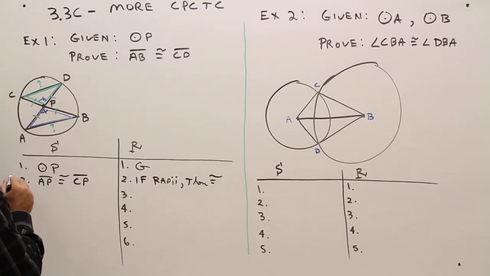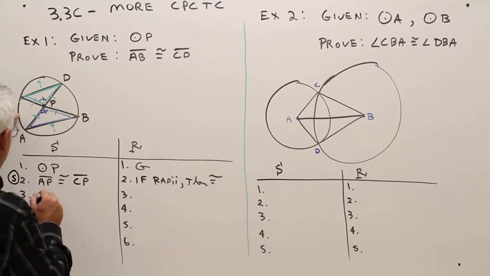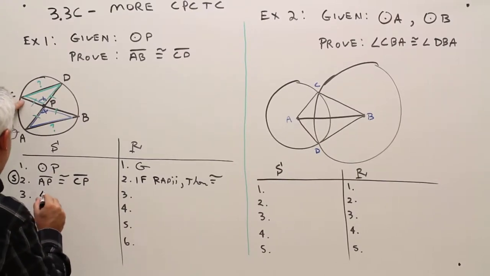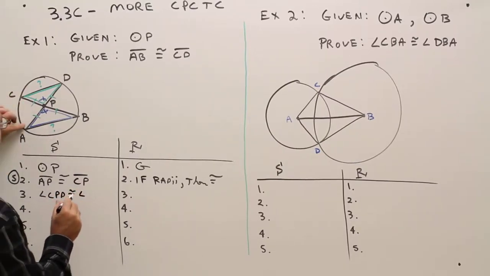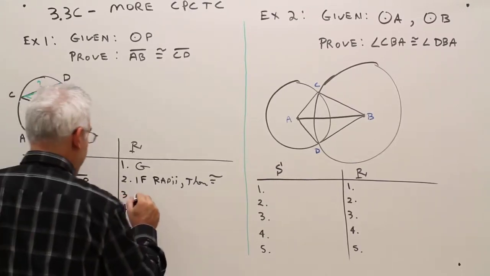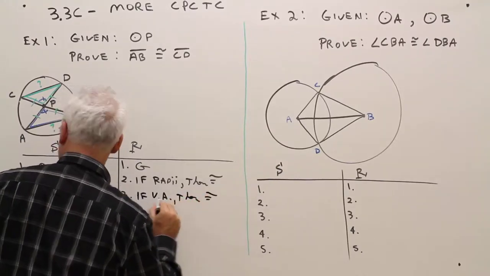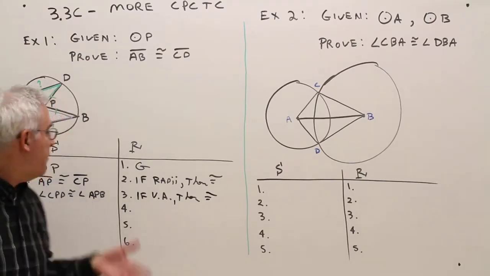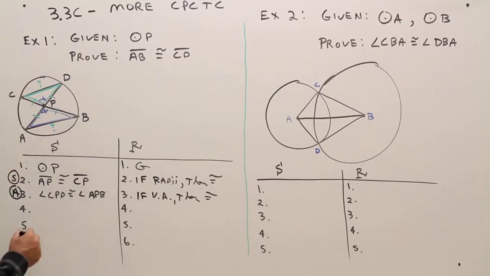Then I'm going to do the vertical angles. So that would be sides. Then for the angles, I'm going to get angle, I'll call it CPD, congruent to angle APB. If vertical angles, then congruent. That would be the angle. And then I'll go back to the sides again with the radii. Most people would do it in the same step, but again, I wanted to spell out SAS.